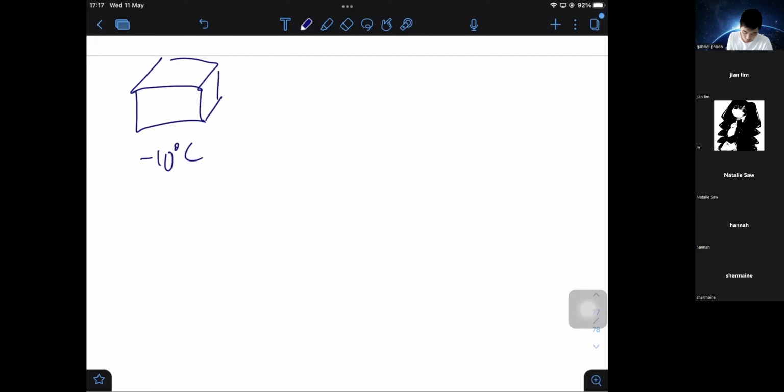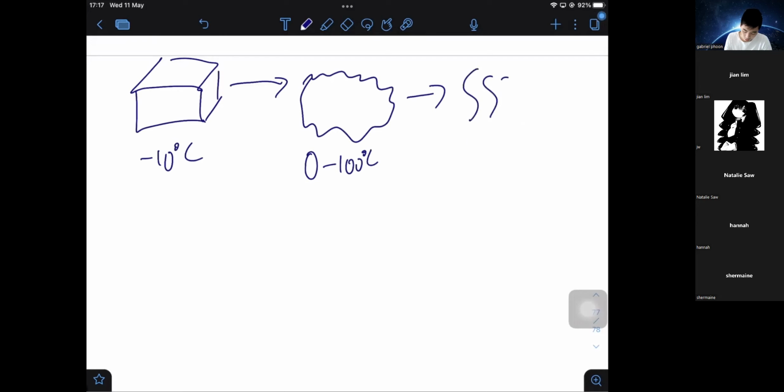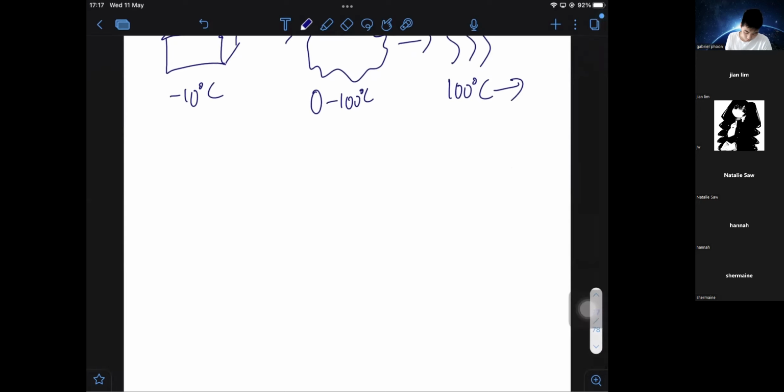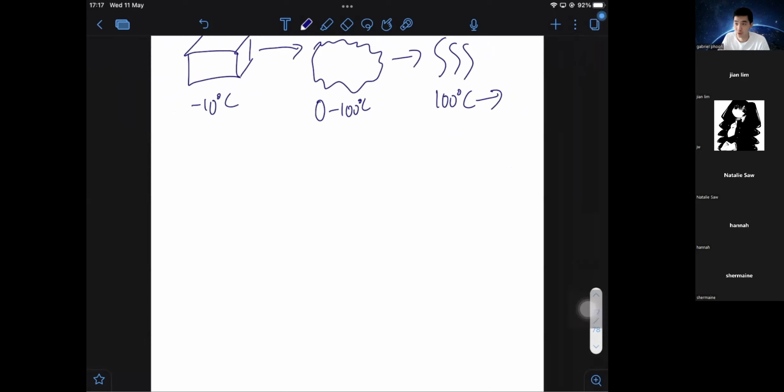And in order for ice to change into water, obviously it has to melt. Water, let's imagine this is a puddle of water, can be anywhere from 0 degrees Celsius to 100 degrees Celsius. And in order for liquid to change into steam, obviously it has to go through boiling point. Steam could be anywhere from 100 degrees Celsius onwards. Now, let's imagine I have a temperature versus time graph.